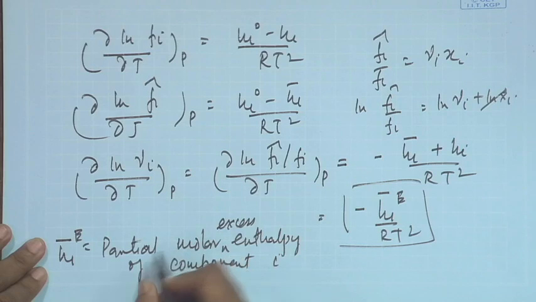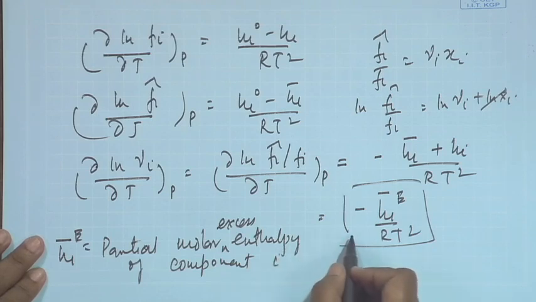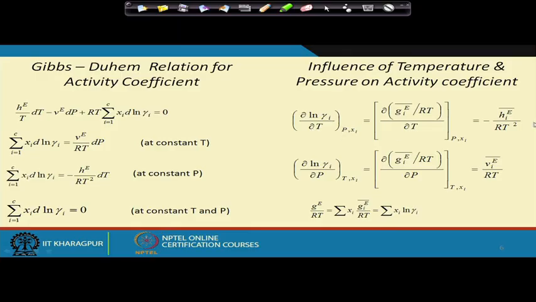It is the partial molar excess enthalpy of component i, which is nothing but the partial molar enthalpy of i minus the molar enthalpy of component i at the same conditions of temperature and pressure. So, the variation of γi with temperature can be related with the partial molar excess enthalpy of the solution, and the variation of γi with pressure can be related with the partial molar excess volume of component i in the solution.